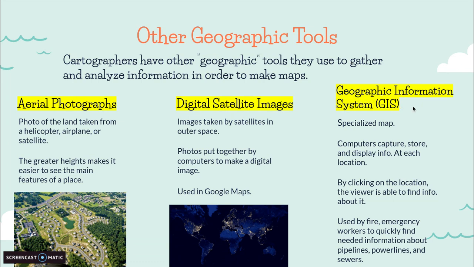And the last one is a Geographic Information System, or GIS. This is a specialized map. Computers capture, store, and display info at each location. By clicking on the location, the viewer is able to find information about it. I'll show you an example, but there are multiple layers of information on the same map. And this is used by fire and emergency workers to quickly find needed information about pipelines, power lines, and sewers. So if there's a fire, and the fire department wants to see what kind of power lines are in the area, and also where the gas pipelines are, so they can see where some danger might be, they can use the GIS to find this information.